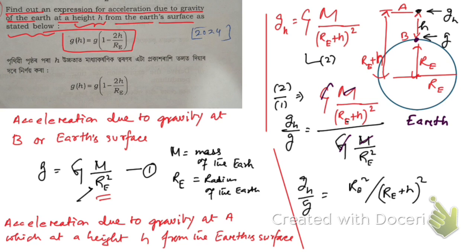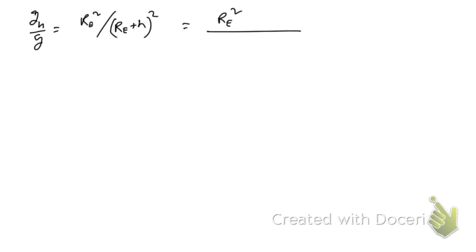Let me copy this expression and take a new slide. So what was the last equation we have got? This one. Now let's take common RE square from this expression. Then within the bracket we're gonna have 1 plus H by RE whole square. That's what you're gonna have, right?